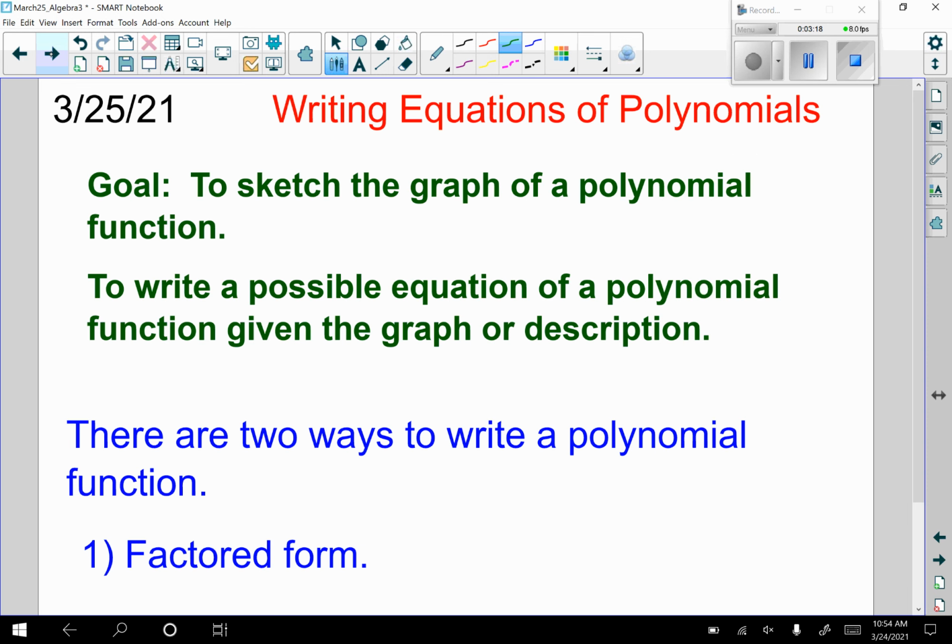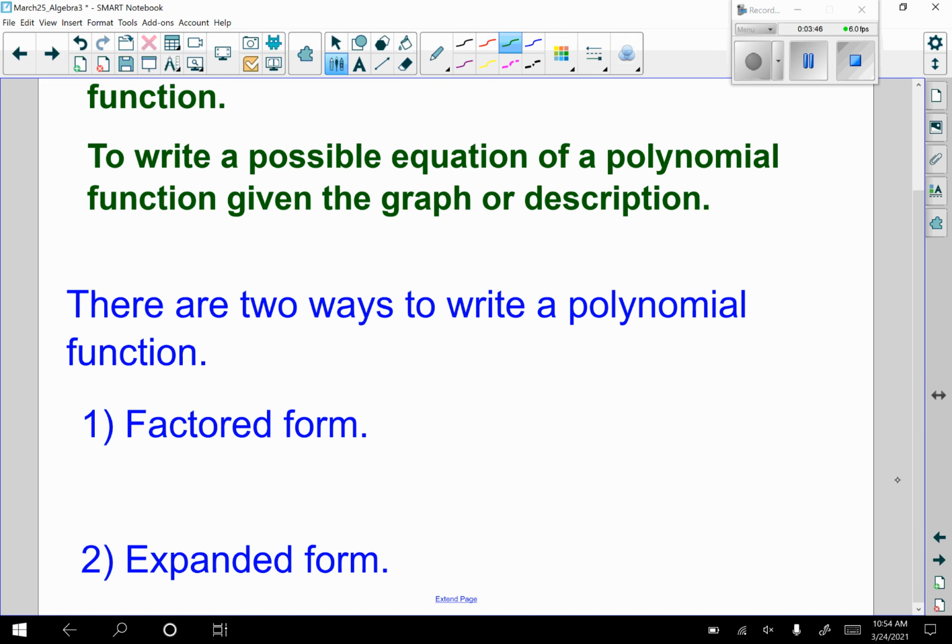All right, today we're moving on, and the worksheet I posted as a PDF. I'm just going to do some problems off of that. So our goal today is to be able to sketch the graph of a polynomial function, given enough information, then write a possible equation of a polynomial function given the graph or description. So there's going to be 2 ways to write a polynomial function. And pause the video at any time as you see fit.